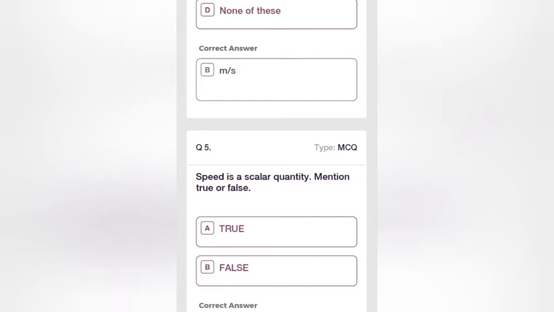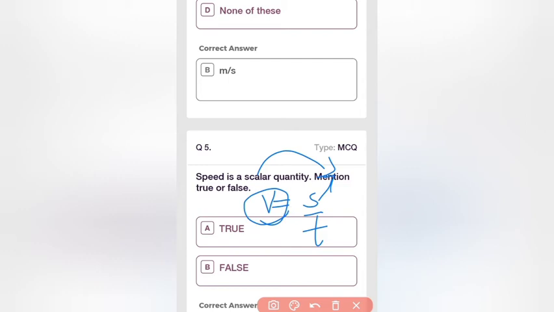Speed is a scalar quantity. Mention true or false. Speed is defined as distance by time, whereas distance is a scalar quantity. So the speed will also be a scalar quantity. So true.